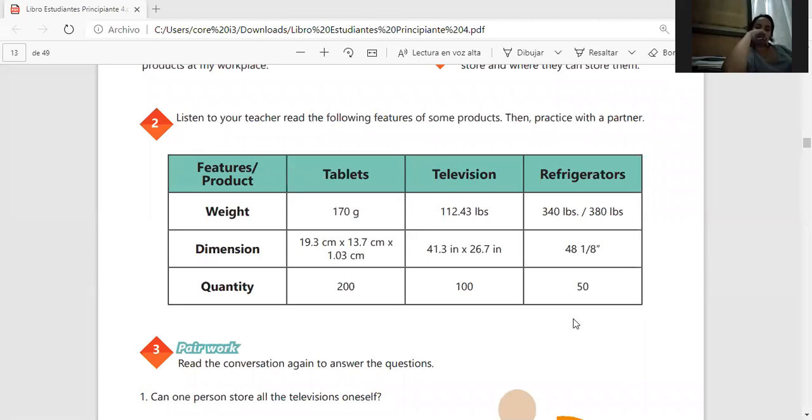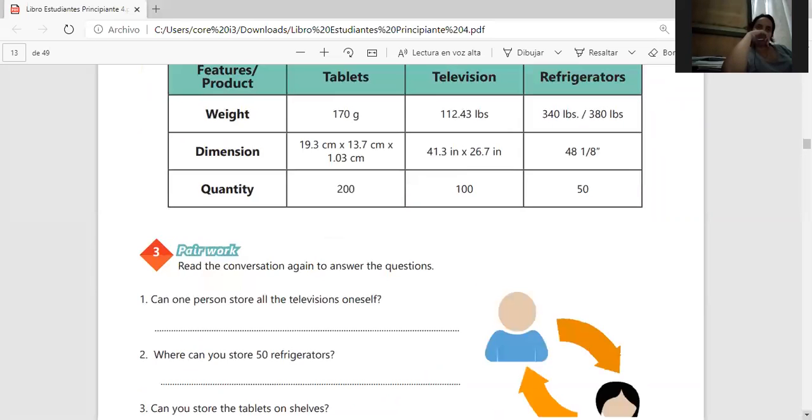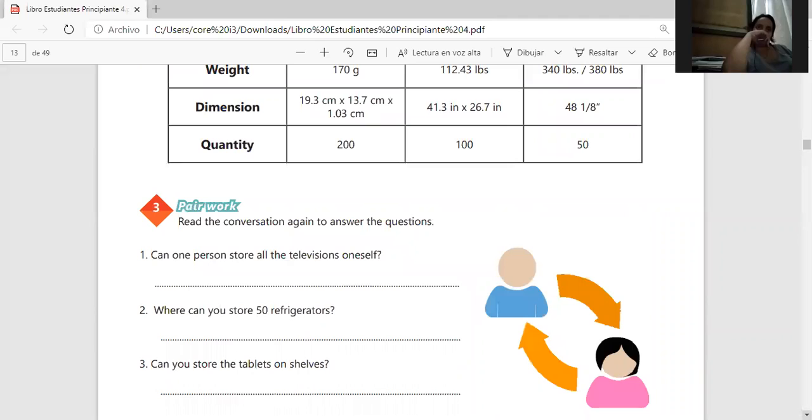So this is information that you will find in the boxes when you buy. You will find the weight, the dimension, and the quantities. Always is there. Good.